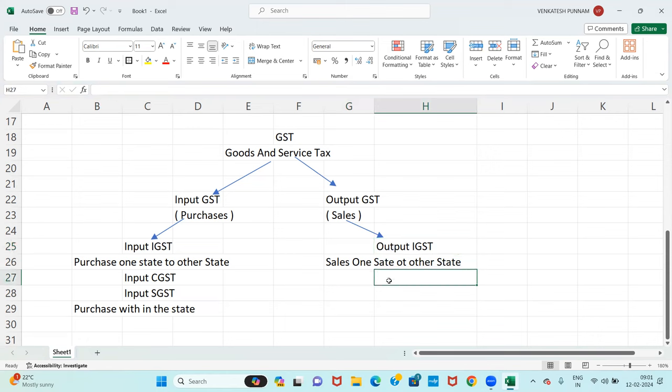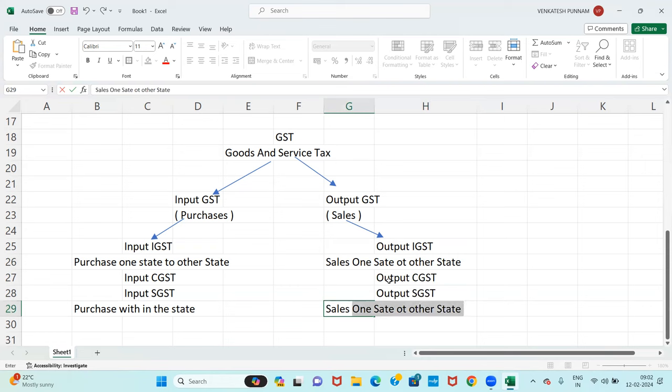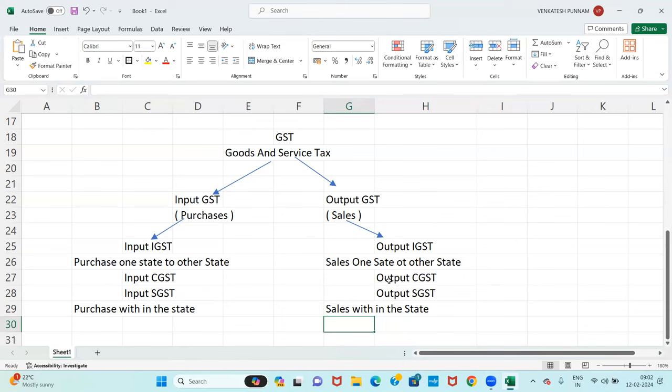Output IGST. One more is called output CGST, then output SGST. My dear students, when I want to calculate these, it is for sales within the state. For example, I am from Andhra Pradesh. When I am doing sales within Andhra Pradesh, I want to calculate output CGST and output SGST. Output, I want to calculate during the sales. Input, I want to calculate during purchases.